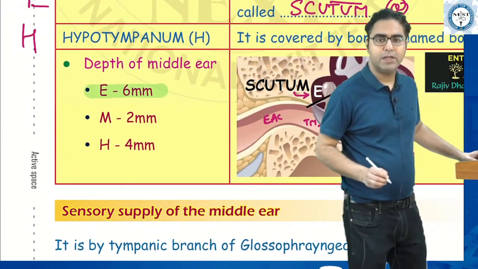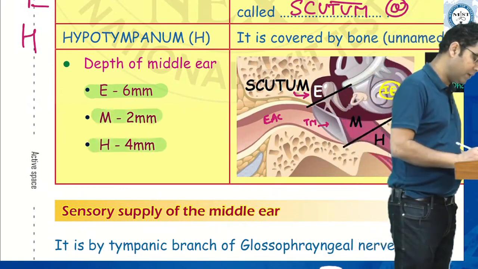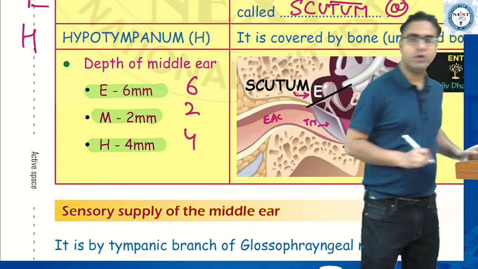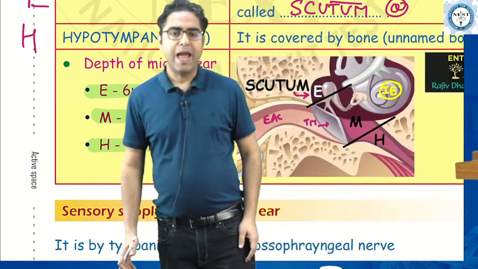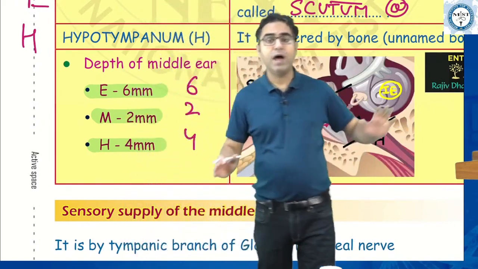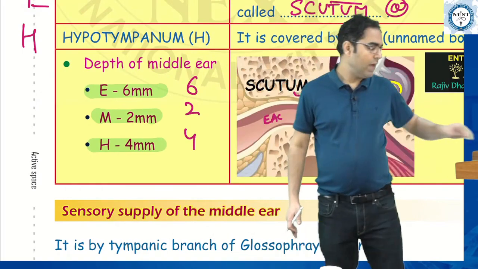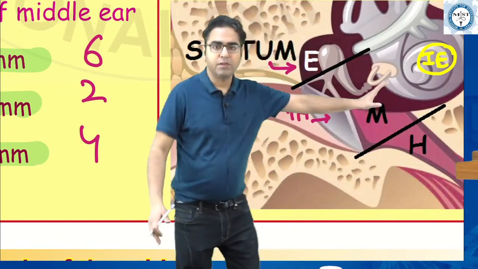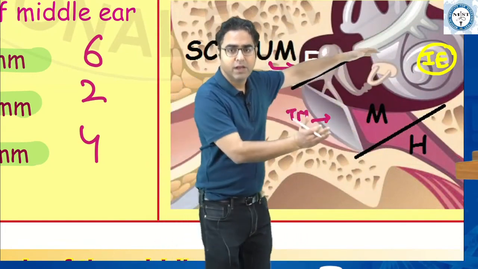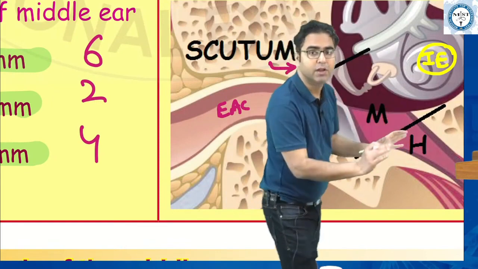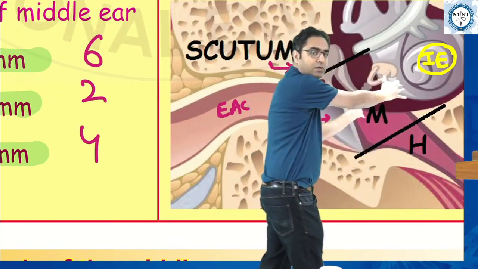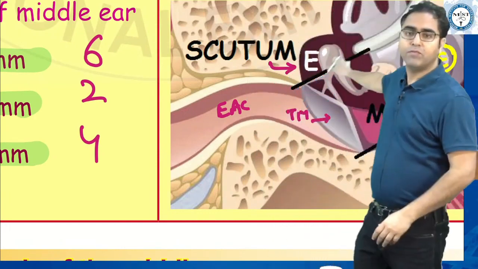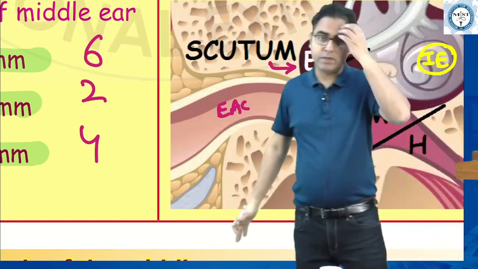Now, depth of the middle ear, beta. Epitympanum 6 millimeter. Meso to hypo 4, beta. 6 to 4. So mesotympanum is the narrowest part of the middle ear. Epi is the deepest part of the middle ear. Size wise, meso is the biggest part of the middle ear, beta. Length wise, of course, this is biggest. But depth wise, depth means this distance. Meso is a little narrow part. Epi is a little wide part. Epitympanum is the widest part of the middle ear, beta. Okay, 6 to 4, beta.